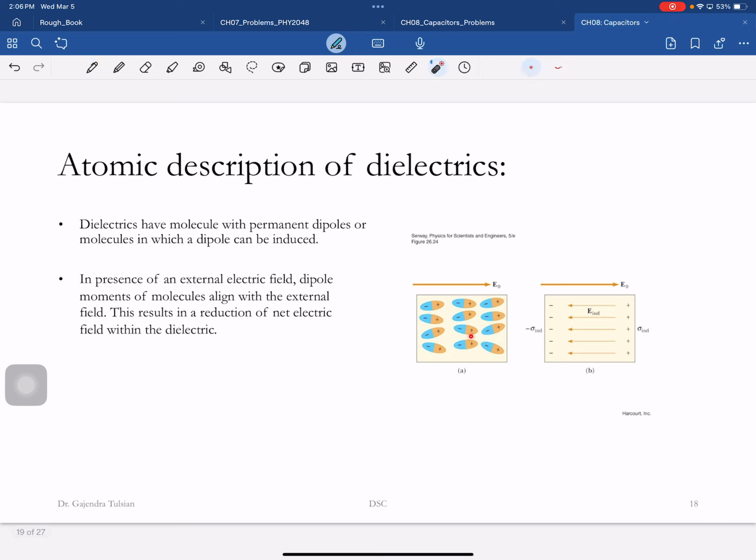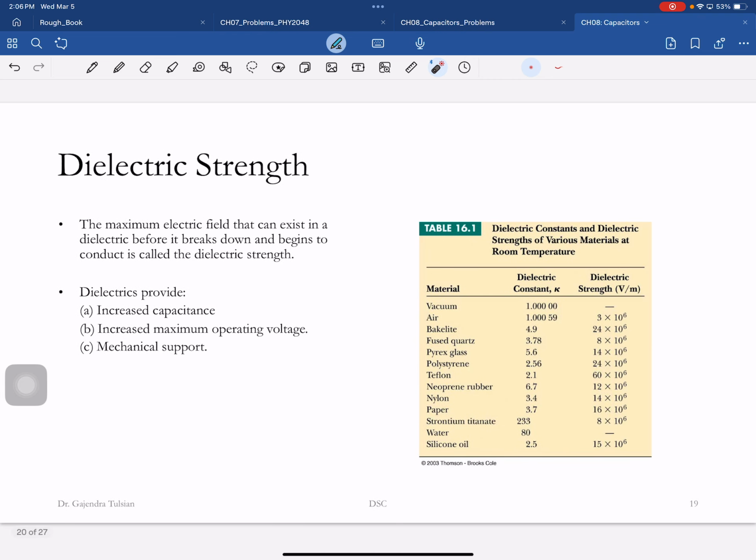When they do that, this becomes a positive layer, these two cancel each other, these two cancel each other, this becomes a negative layer, and there's an induced field in the opposite direction. So it weakens the field compared to when it was just air. And that's why you can charge them to a higher voltage. So dielectrics provide increased capacitance, increased maximum operating voltage, and mechanical support.